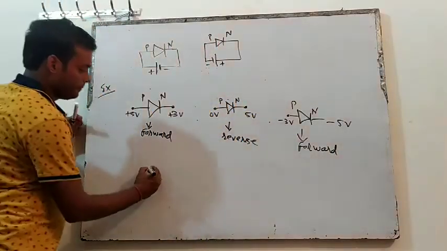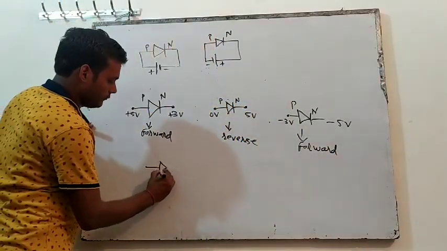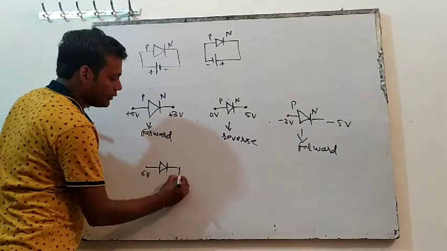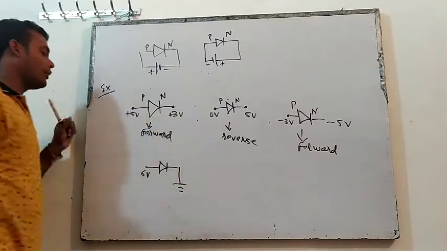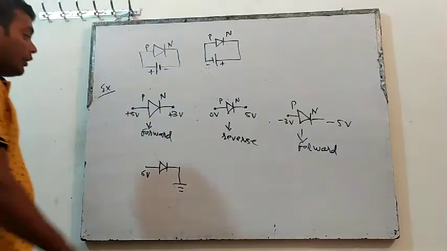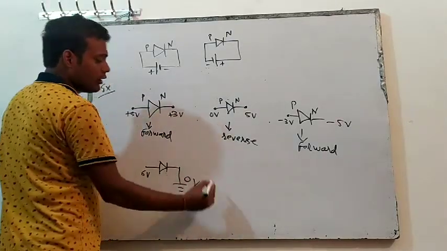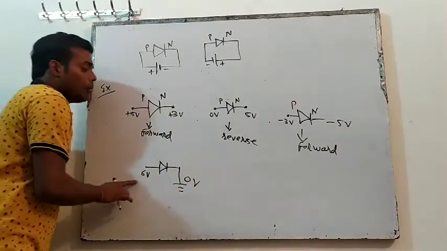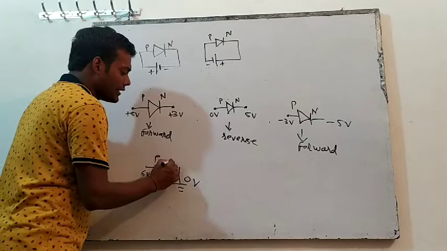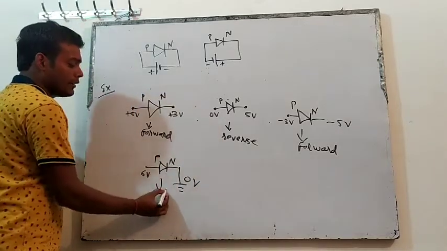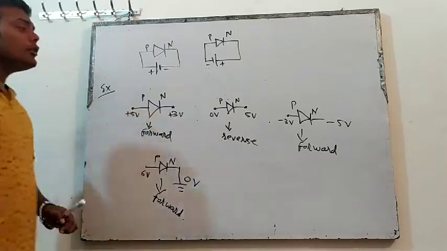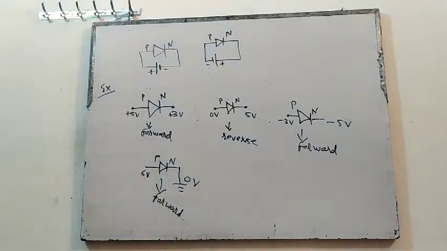See this thing. This is grounded. Which biasing? Ground means 0 volt. When you ground anything, that means 0 volt, and this is 6 volt. High voltage is connected with P and low voltage is connected with N. Which biasing? Again, forward biasing. So now you can understand which one is forward and which one is reverse. This is very easy to understand.